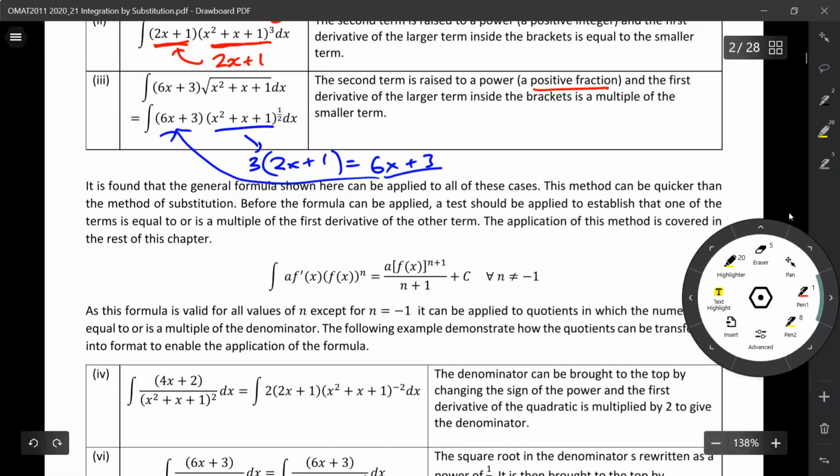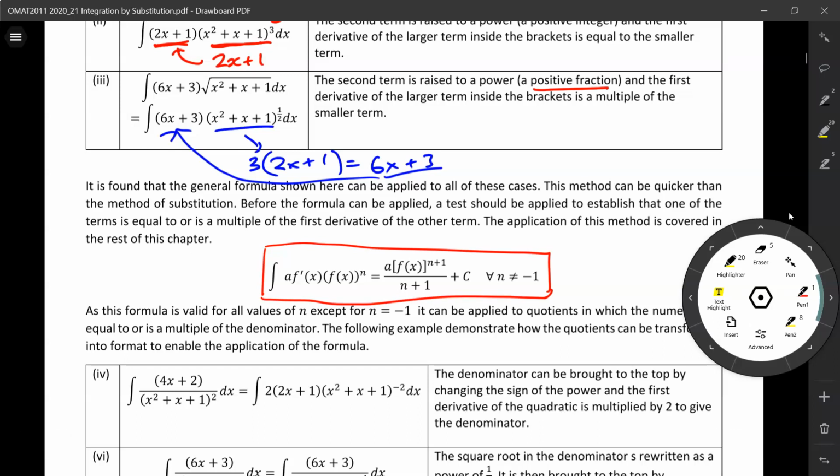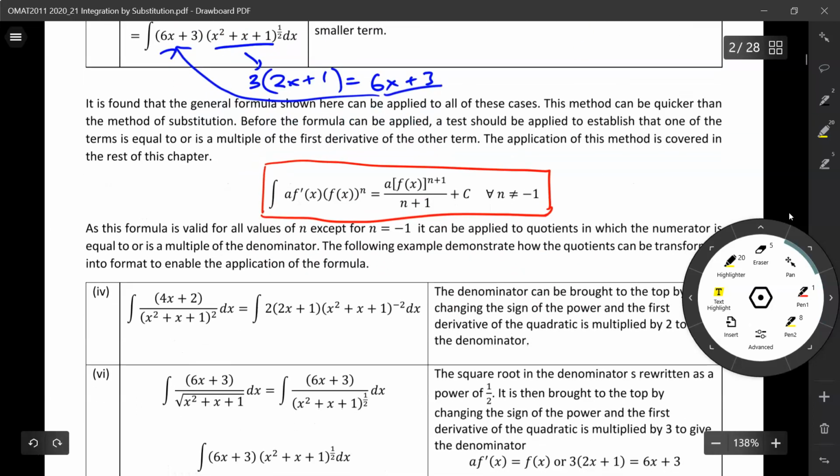So you've done this last year, but what we're doing here in this section is presenting a quicker way to apply this method of substitution. And it's basically saying here that if we have a product of two terms and the condition holds that one term is a multiple of the first derivative of the bigger term, then we can apply this rule here. Now it's valid for all values except n equal to minus 1.